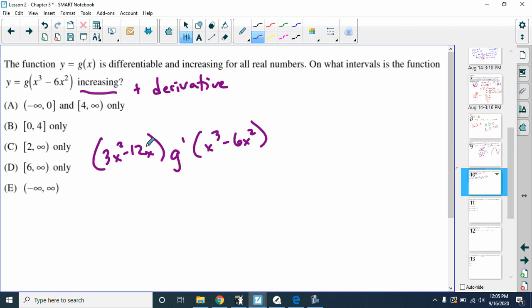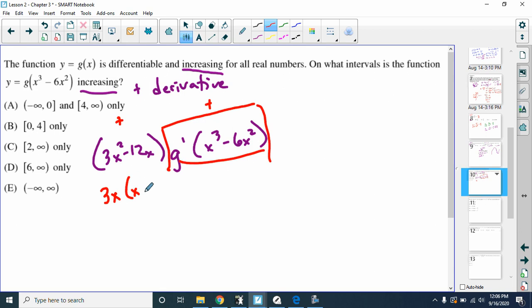If I'm looking for where this is positive, notice g of x is increasing. If g of x is increasing, that tells me its first derivative is positive. So this right here is a positive number, which means I need this right here to also be a positive number. So if I factor that, I get 3x times x minus 4. And then I would start considering the answer choices here.